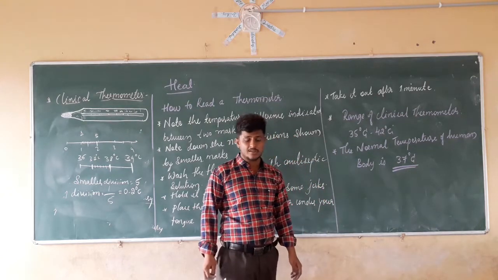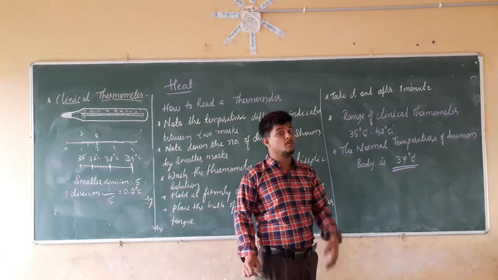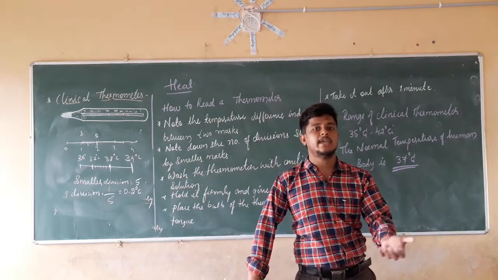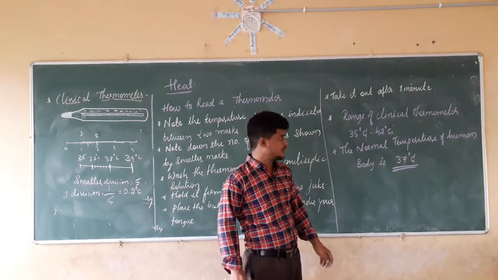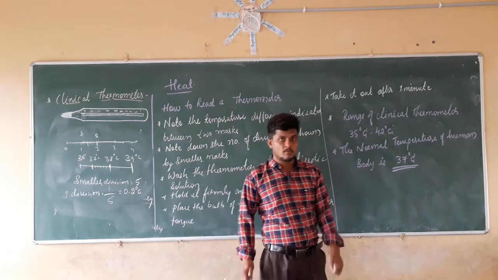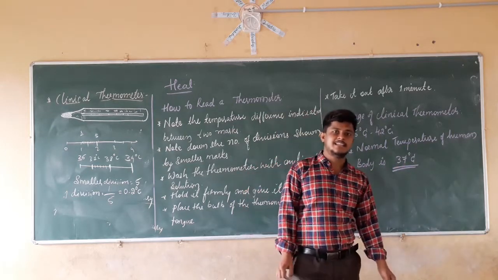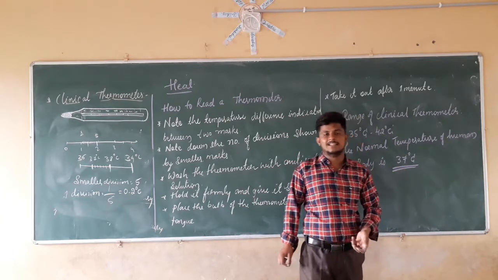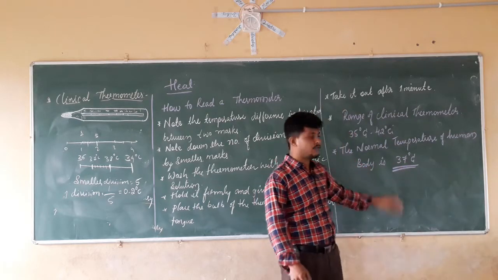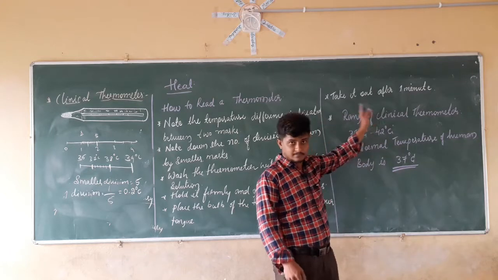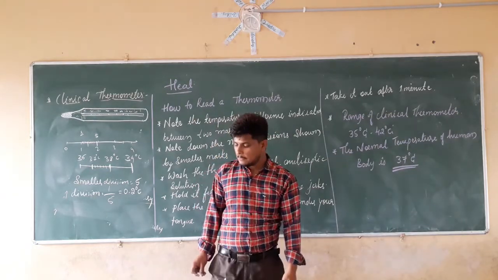Why? Because our body temperature never comes below 35 degrees Celsius. In the same manner, our body temperature never goes above 42 degrees Celsius. It is the range of our body temperature. The normal temperature of the human body is 37 degrees Celsius. If it exceeds 37 degrees Celsius, then we can tell that the boy or the patient or the person is suffering from fever. In this way, this is the range of the clinical thermometer and the normal body temperature of a human being.